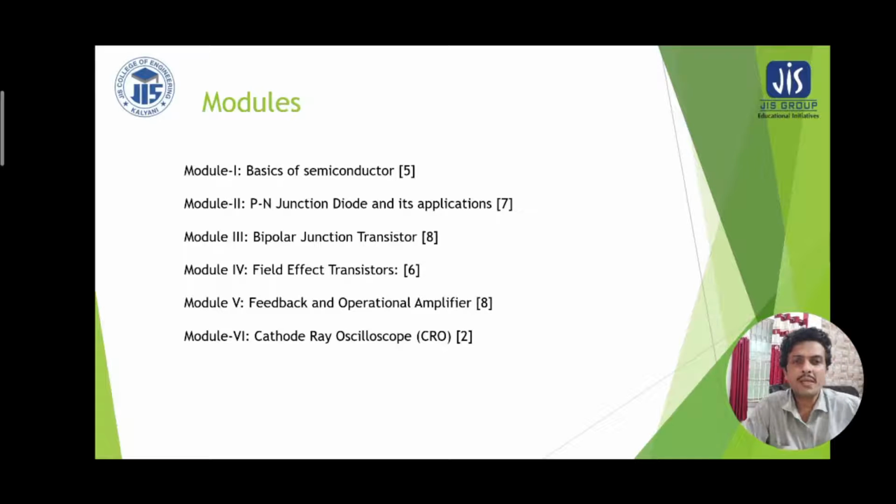This course is comprised of 6 modules. Each module has a limited number of classes: 5 classes assigned to module 1 on basic semiconductors, 7 contact hours assigned to module 2 on PN junction diode and its applications. Module 3 has 8 contact hours on bipolar junction transistor. Module 4 has field effect transistor to be described within 6 contact hours. 8 contact hours are assigned to module 5 where feedback and operational amplifier will be discussed, and 2 contact hours are assigned to module 6 where the cathode ray oscilloscope will be discussed.